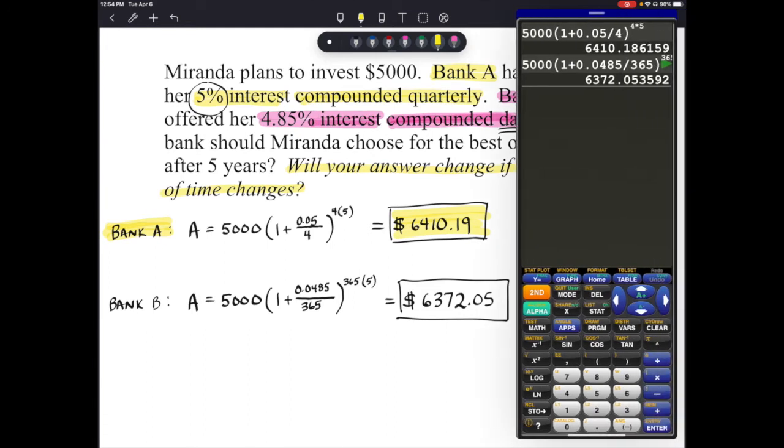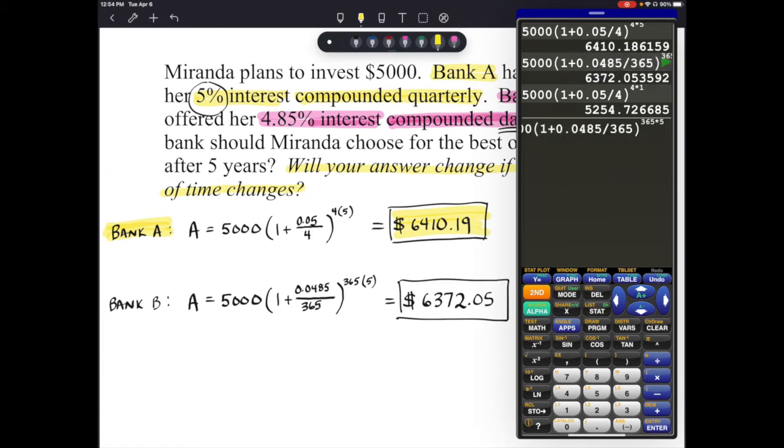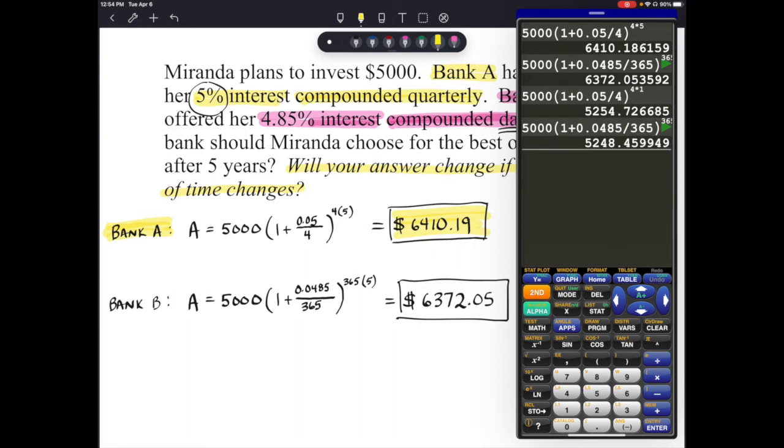Let's calculate and see. Let's first do 1 year. So I'm going to go up here in my calculator. I'm just going to highlight it. The only thing that's going to change in this expression, instead of 5 years, I'm going to change this to 1 year. And it looks like after 1 year, her $5,000 is now worth $5,254.73. Let's go up to Bank B and let's change this to 1 year and see what the output would be. $5,248.46. So it looks like Bank A is still the better option at 1 year.